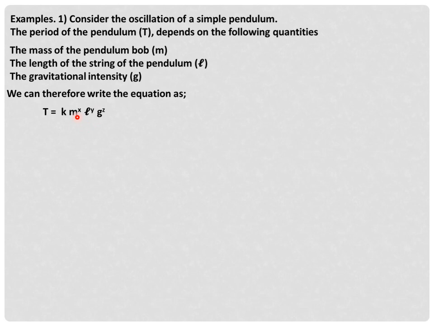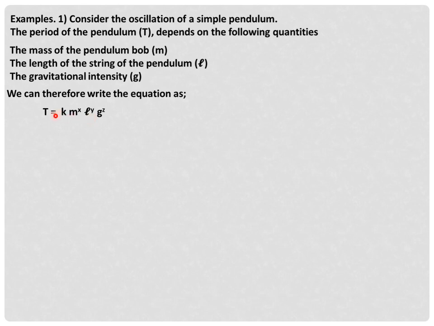If we see that x is 2, it means that the period is directly proportional to the square of the mass, because if x is 2, then we will have m squared. If y is half, then we will have the period directly proportional to the length raised to the power half, which means the period is directly proportional to the square root of the length. That's basically the concept. That is what we have at the back of our mind.